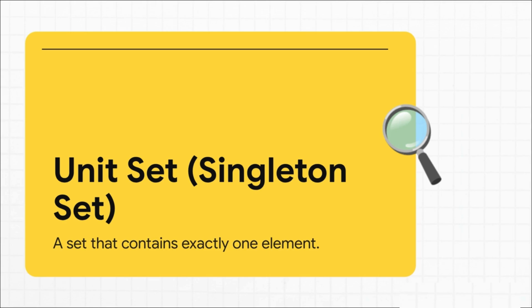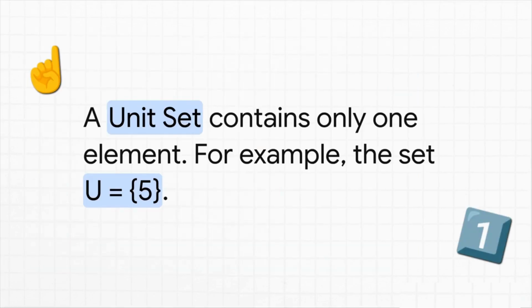First up, the unit set. You might also hear it called a singleton set. And just like the name suggests, this is a set with, you guessed it, exactly one element. It's the smallest possible set you can have that isn't empty. For example, the set U equals {5}. It only contains one thing, the number 5. Now here's a key idea. Notice it's not just the number 5 itself, it's a set that's holding only the number 5. That little difference is actually super important in math.